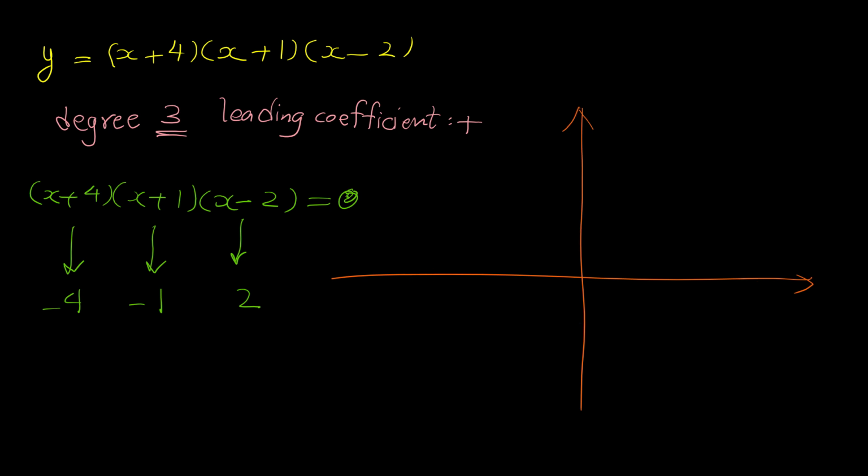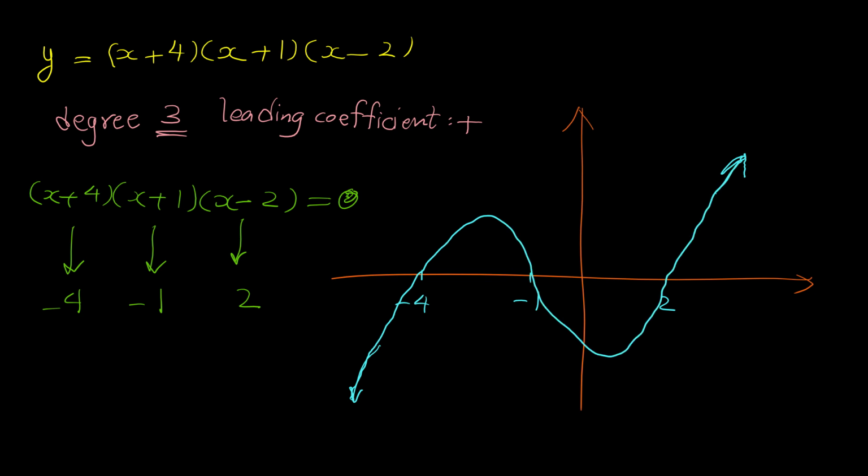So the x-intercepts are negative 4, negative 1, and 2, if we suppose 2 is here. And again, don't forget, the left end is going down, the right end is going up. So we start from the left, we start going from here, passing through the x-intercept, simply crossing the x-axis, and this is the graph of this cubic polynomial.